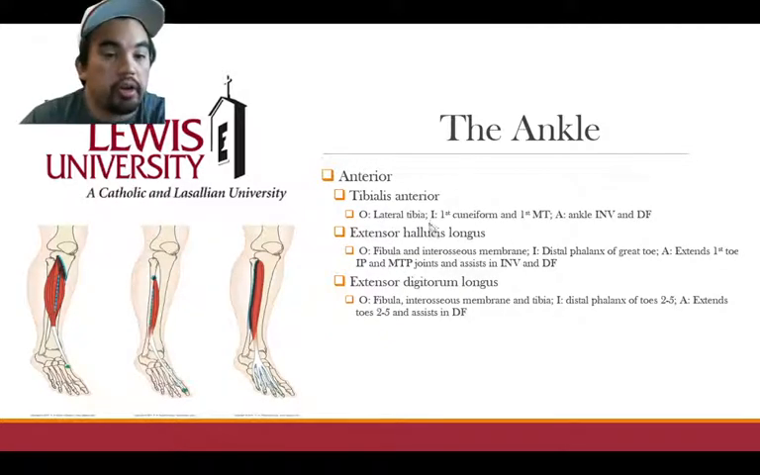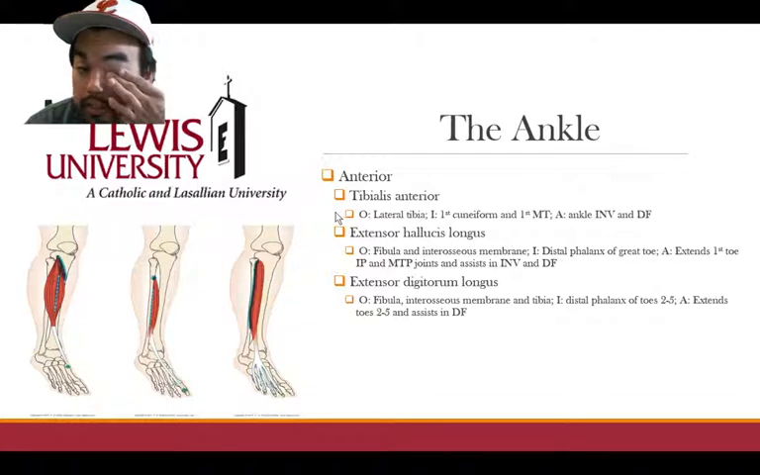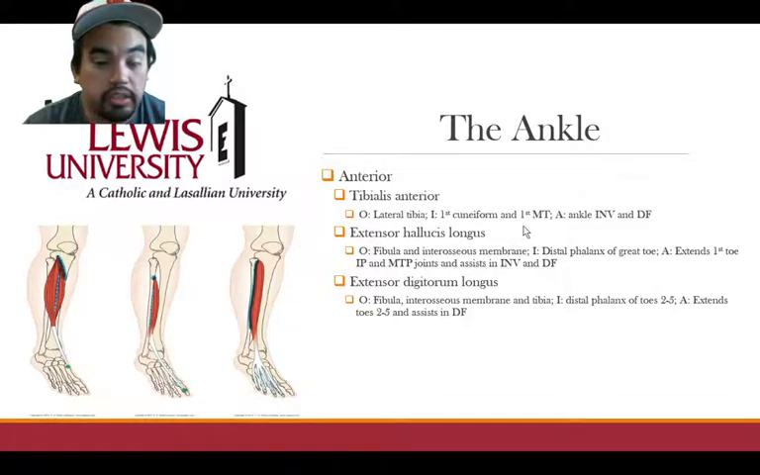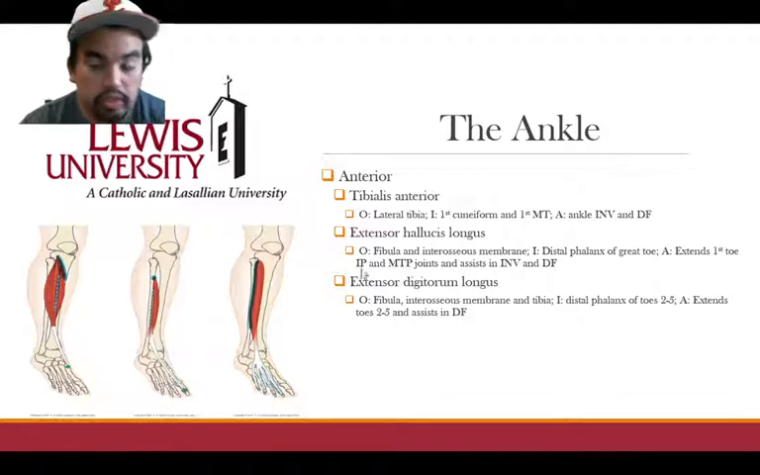So anterior compartment, tibialis anterior. It starts at the lateral tibia, and it inserts on the first cuneiform and the first metatarsal. So if it inserts there, what's it probably going to do? It's probably going to help with some inversion, and it's also going to dorsiflex because it's on the anterior, the front of the foot. If it shortens on the front of the foot, it's going to pull it up, thus creating some dorsiflexion.